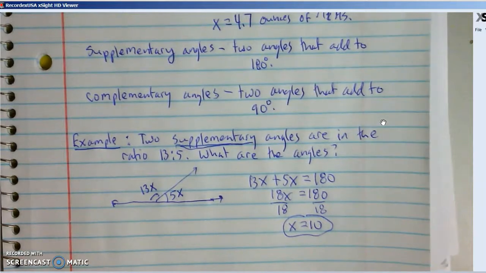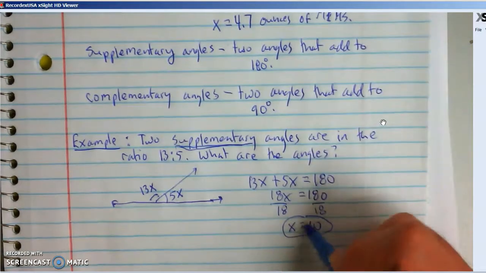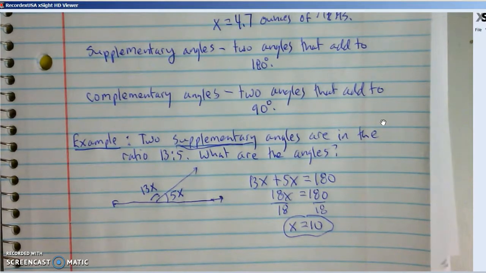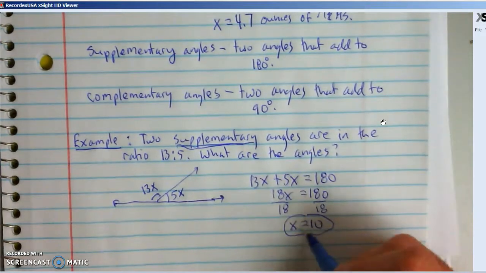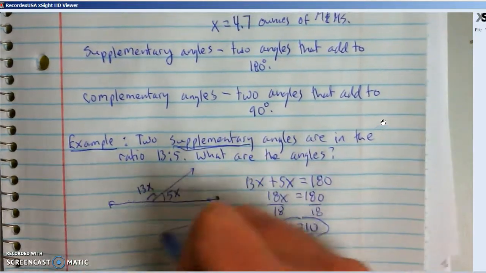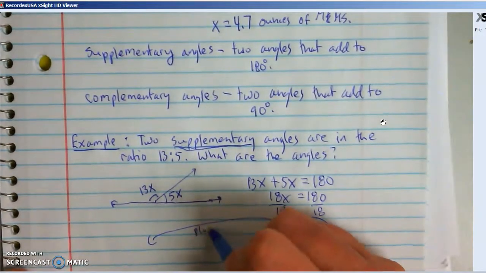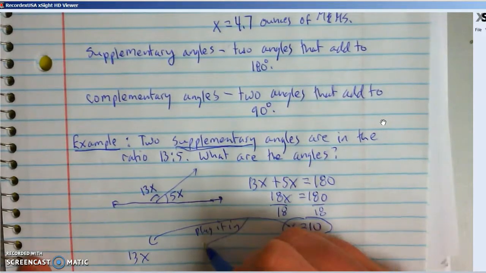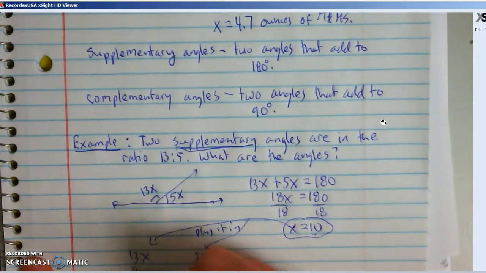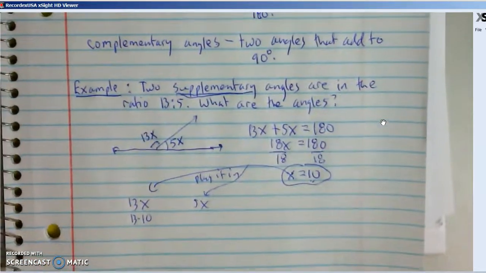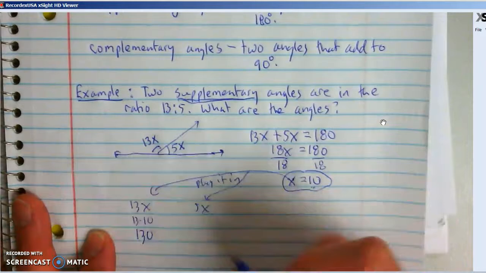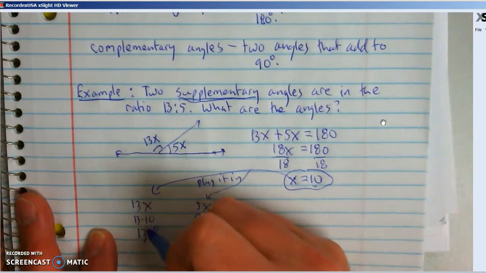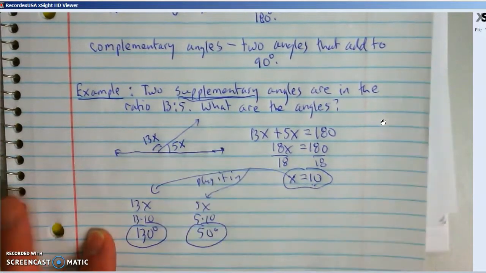Now, once I take that x equals 10, that is not the answer. Do you guys understand? That's just that mystery factor that we found. Okay? What we can then do is take that 10 and plug it back in. We can plug it into the 13x, and we can also plug it into the 5x. 13 times 10 gives us 130, and 5 times 10 gives us 50. And there are our two angles, 130 degrees and 50 degrees.